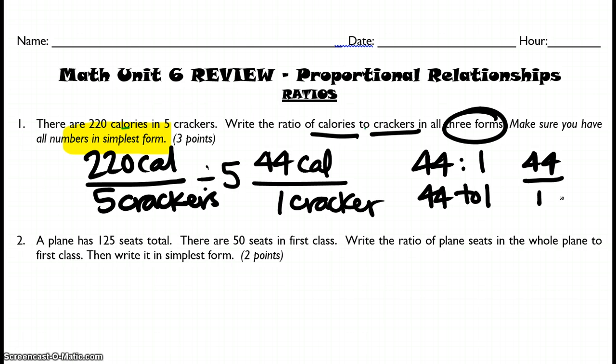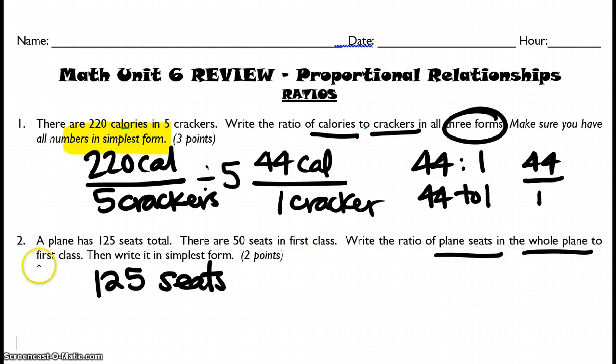Number 2, a plane has 125 total seats. So it has 125 seats. There are 50 seats in first class, so I need to write the ratio of plane seats, the whole plane, to first class. So there's 125 seats total. There's 50 people in first class. I'm going to call that FC. It says write it again in simplest form.